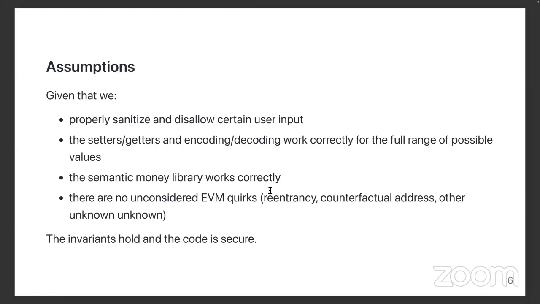And so the overall assumption is that given that we've properly sanitized and disallowed certain user inputs, and that the setters, getters, encoding, decoding work correctly for the full range of possible values, and that this full range is correct or complete enough, and the semantic money library worked correctly. And also there's no unconsidered EVM quirks, reentrancy, counterfactual address, other unknown unknowns, then the invariants should hold and the code will be secure.